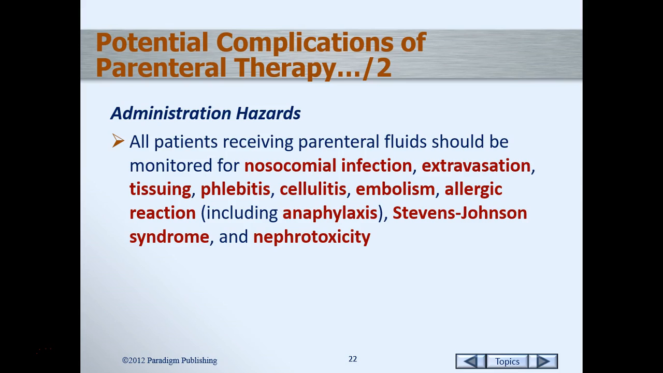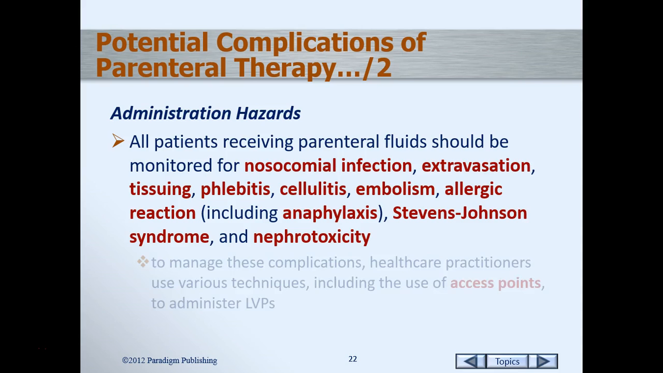Phlebitis is inflammation of the vein, which could be a result of the medication being an irritant, or other reasons, which can result in tissuing or extravasation. Cellulitis is when an infection gets into the cells and they get inflamed. Embolism is when air generally gets introduced, or something foreign, into the bloodstream. Stevens-Johnson syndrome, we'll talk a little bit more about that later. I have some more information on that.